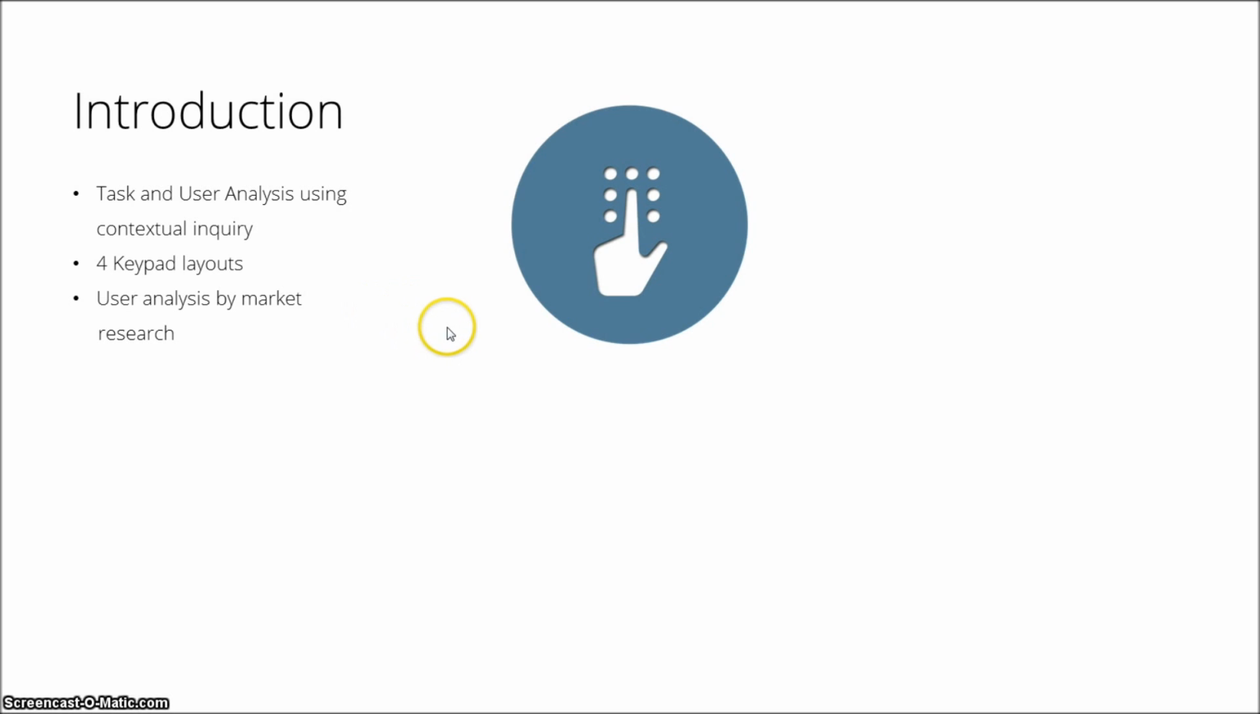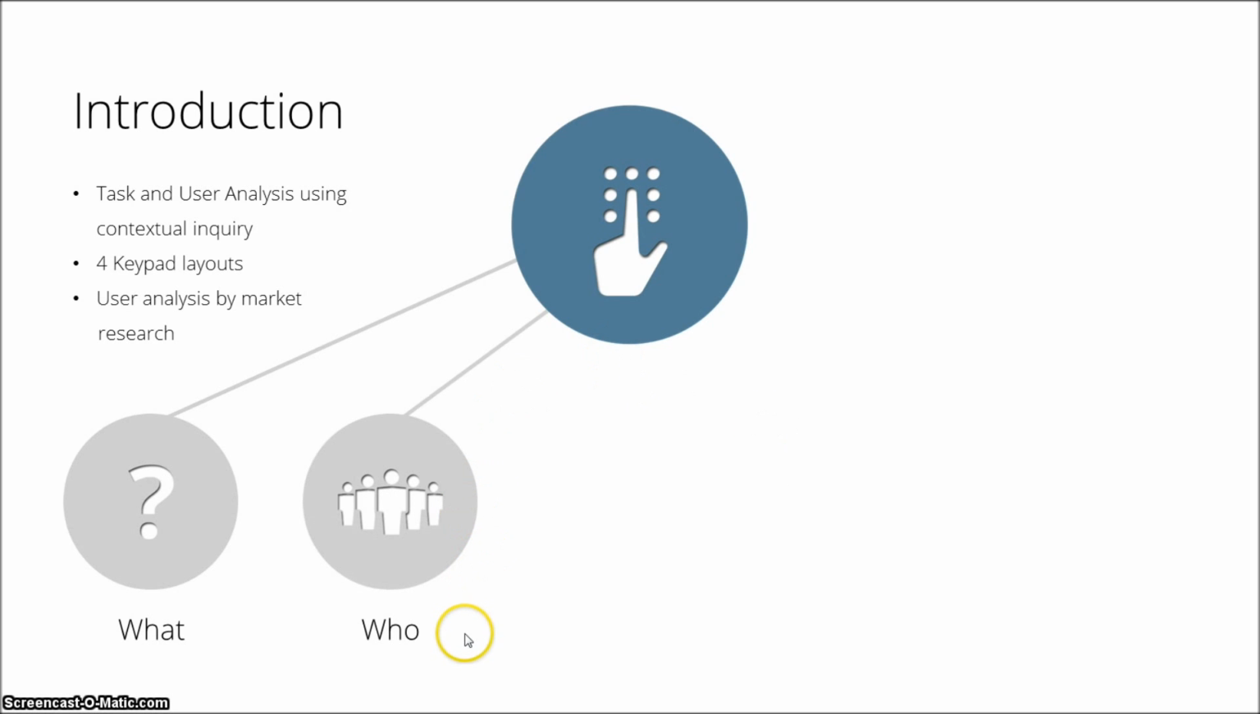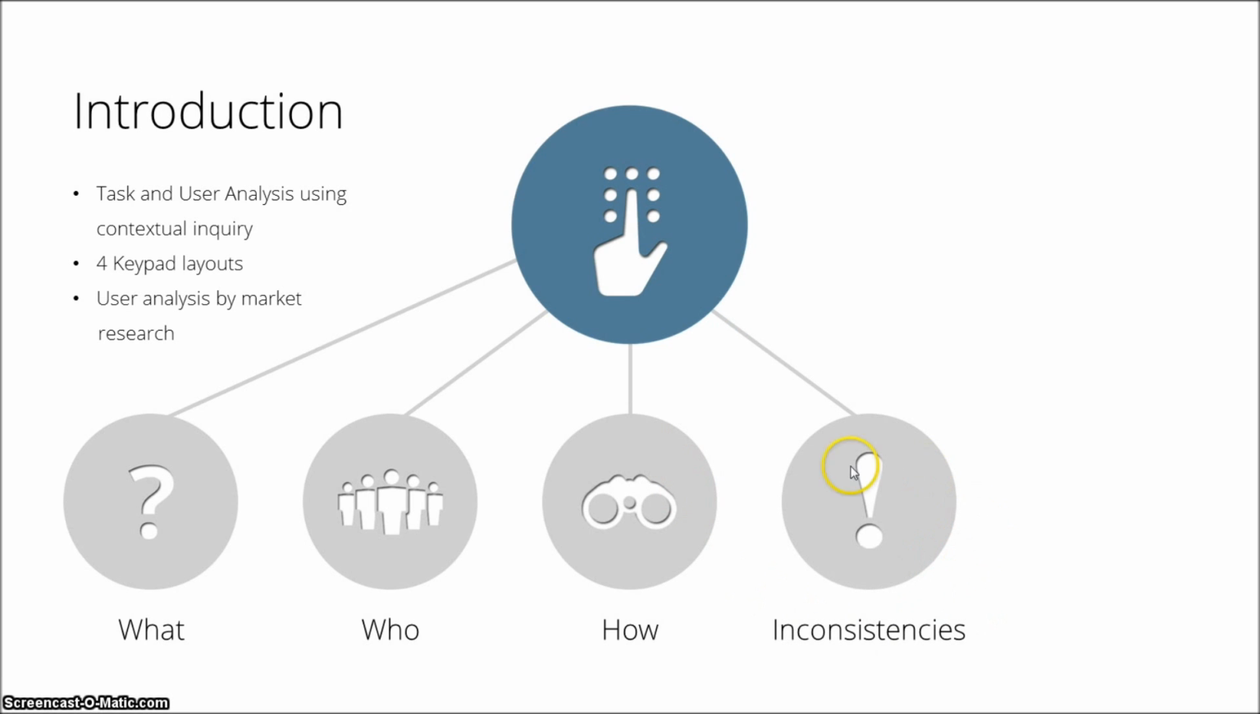So before we begin, I'll just run through the steps used to carry out this experiment. Firstly, we're going to talk about the what: what the test involves and what is actually being tested. This will be followed by the who: which users will be tested, where they're from and their backgrounds, etc. We'll then move on to the how: how the experiment's carried out, how we will analyse the data and how the user has actually performed. This will be followed by the inconsistencies. These will come from our observations and the results gathered.